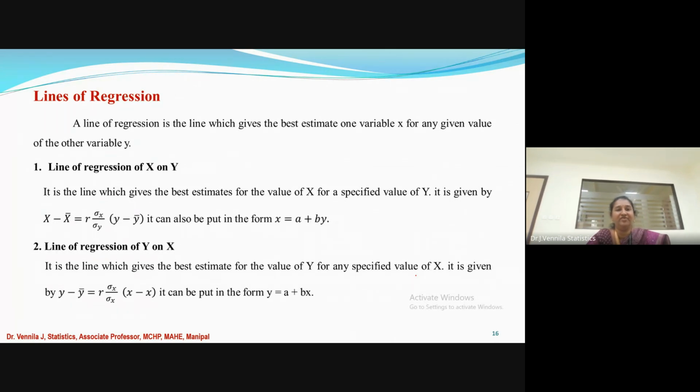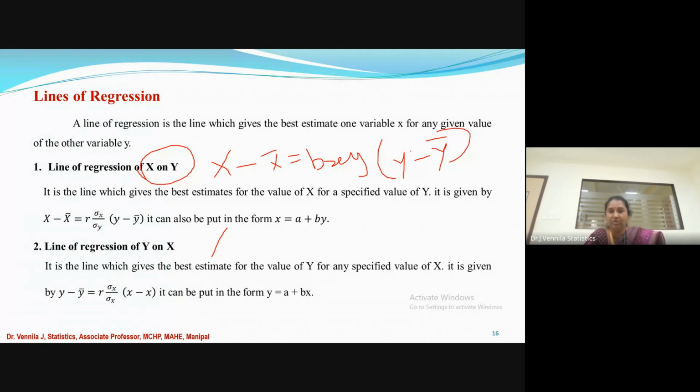Now, what is the formula for the x on y and y on x regression lines? When we take the x on y regression line, we give the importance to x, so it starts with x: x minus x bar is equal to bxy, the coefficient, into y minus y bar. So when you have a y value, it is possible to predict the x term.